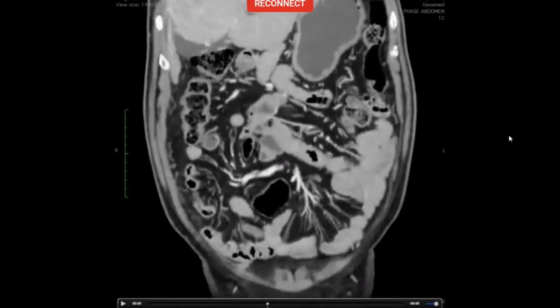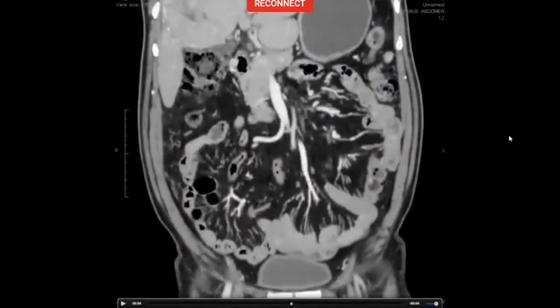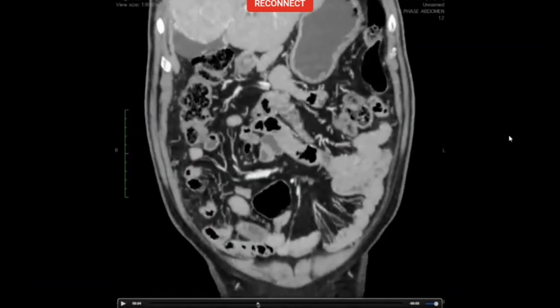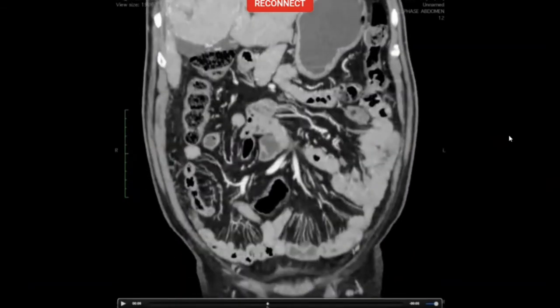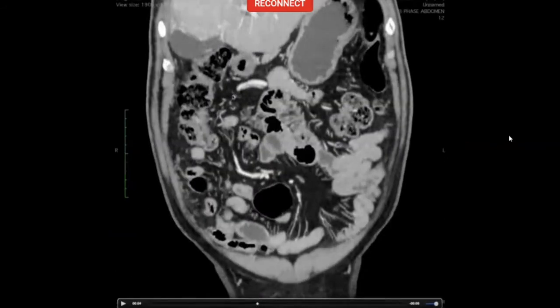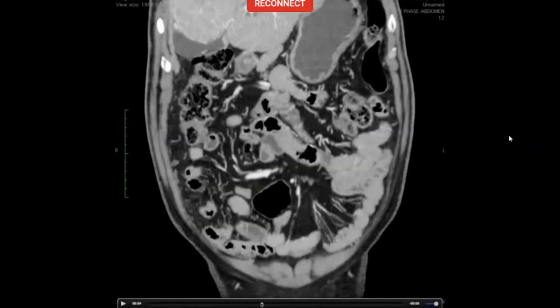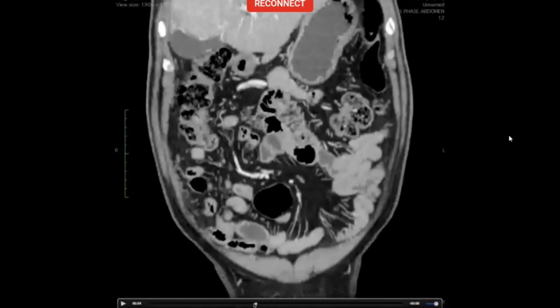Again, we want to look at the gastrocolic trunk, which is somewhere here. And these are the vessels that go to the right colon over here. And then we want to look at vessels that go to the left colon. They are over here.